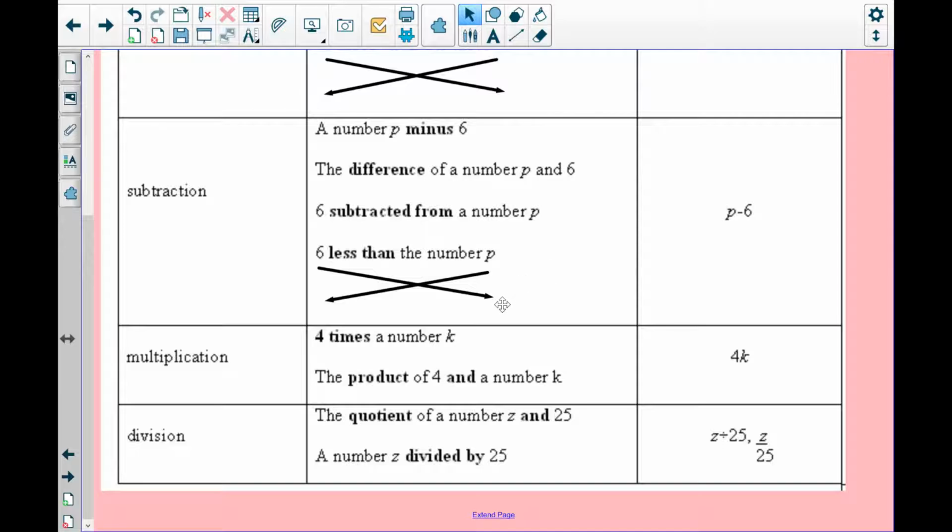For multiplication, you may see 4 times a number k. Again, when you write multiplication, you just put the number right next to the variable. Or you'll see the product of 4 and a number k. Again, they would look like this. For division, you would see words like quotient or divided by. So the quotient of a number z and 25 would be z divided by 25, or written this way with the fraction bar, z divided by 25.